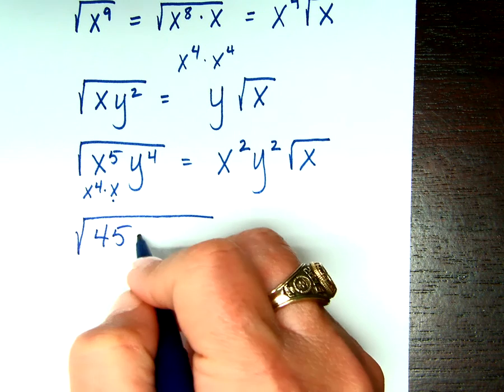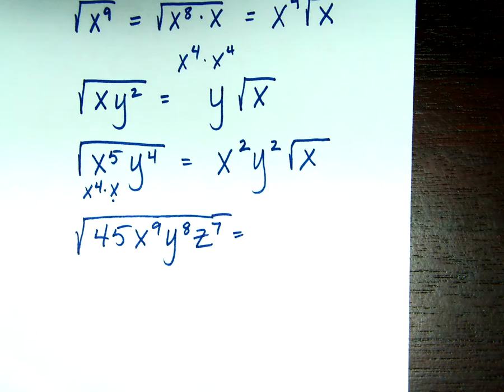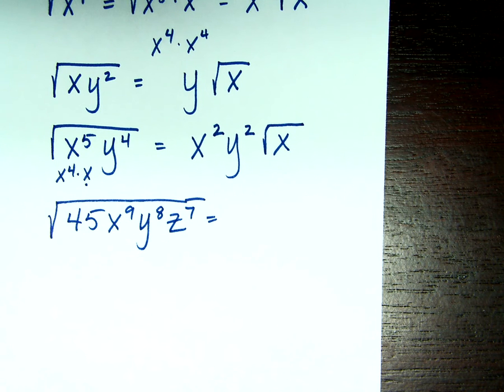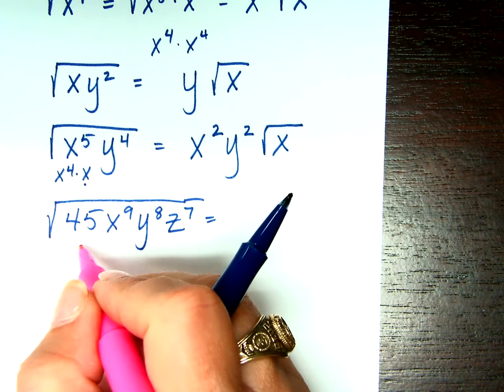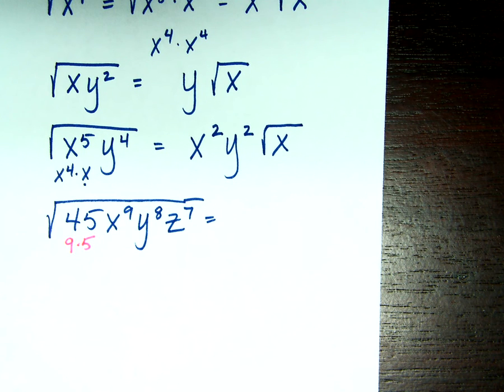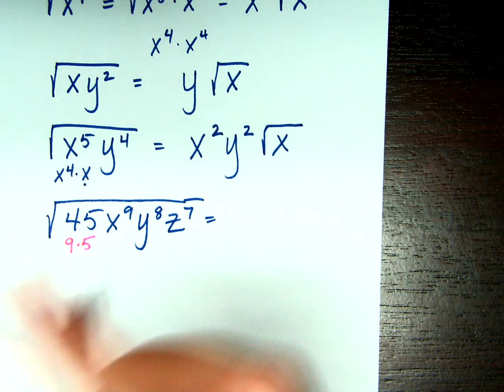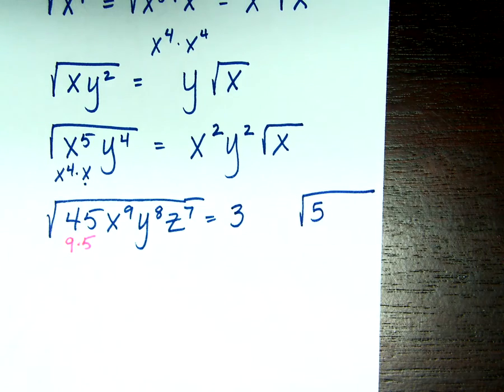45, x to the 9th, y to the 8th, z to the 7th. Do we know the square root of 45? We don't, do we? But what do we know about 45? 9 times 5. Why did I choose 9 and 5 and not 15 and 3? I know the square root of 9, right? What is the square root of 9? 3. And I have to leave the square root of 5 inside, don't I? Because I don't know it.